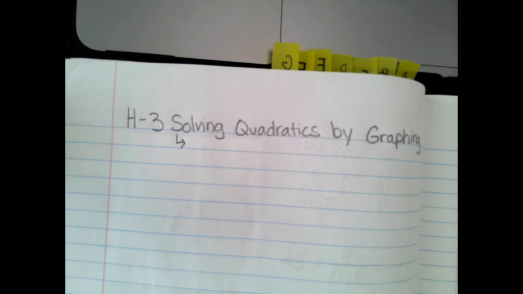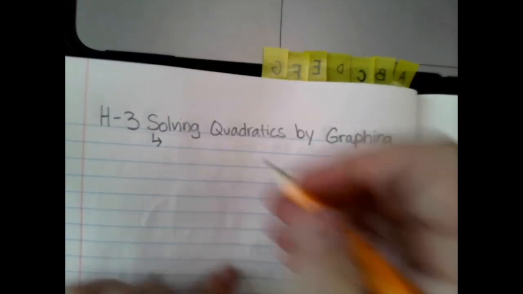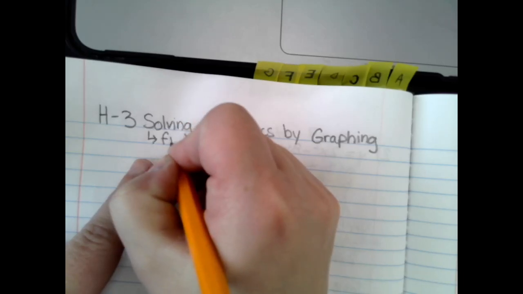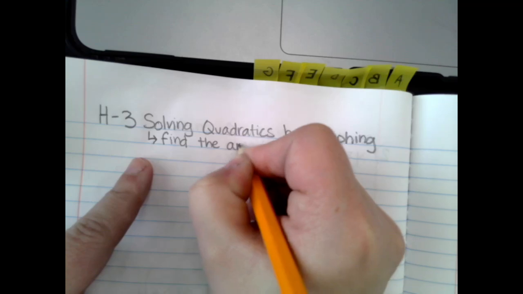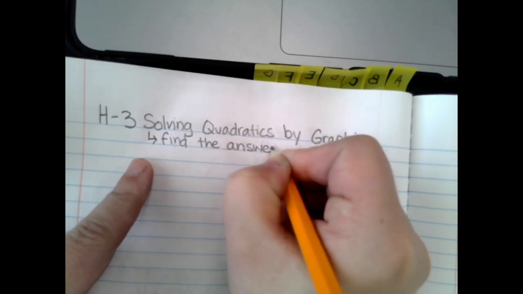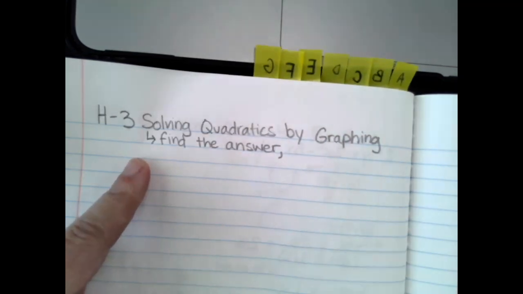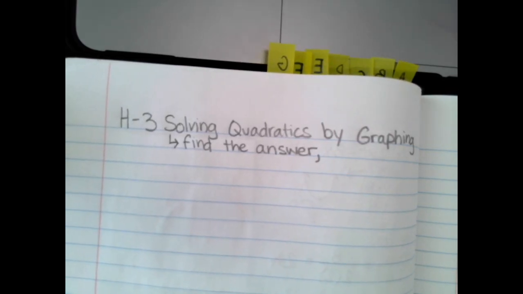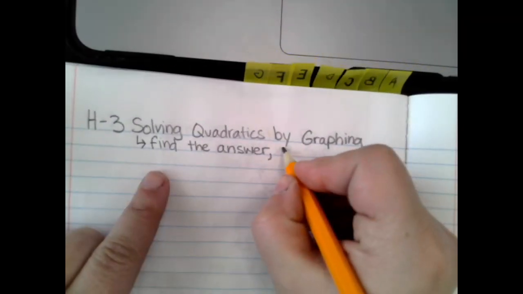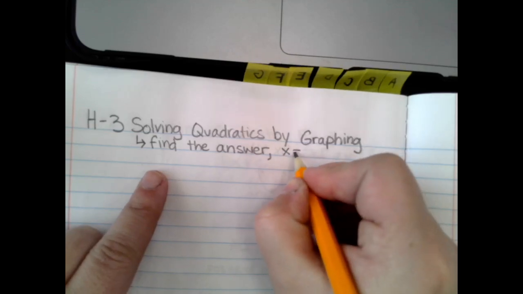Okay. So when we solve, we are finding the answer, or we are undoing. Today, when we find the answer, which variable would we solve for usually? Normally we're solving for x. So we're going to get an x equals.